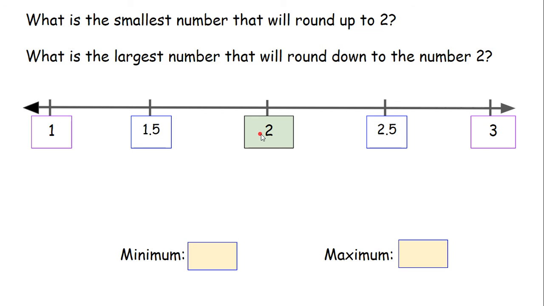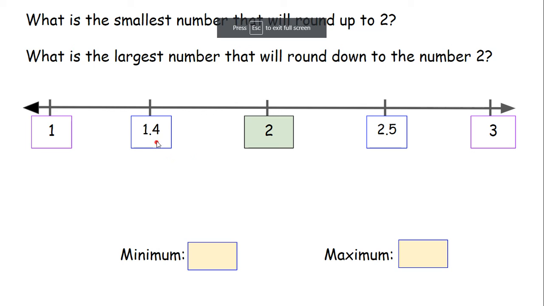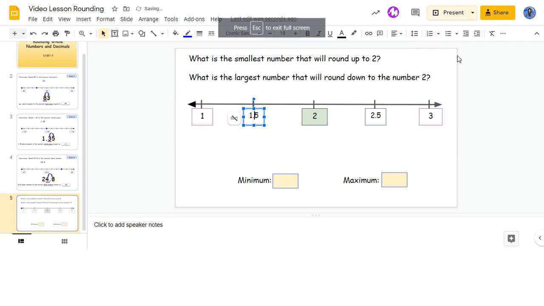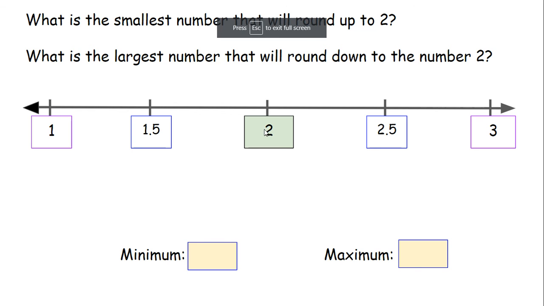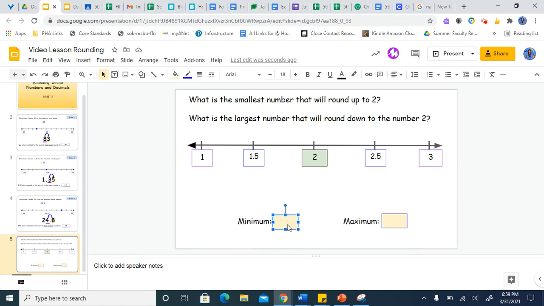If we want even 1/10 less, like 1 and 4/10, I'll just label this here so we can take a look. Well, now there's a 4 in the tenths place. The 4 falls in the category of 4 or less. So 1 and 4/10 is actually closer to 1. So this 1 and 4/10 would round down to 1. So the smallest number that can round up to 2 would be 1 and 5/10. So our minimum, also known as the smallest number that will round up to 2, is 1 and 5/10.